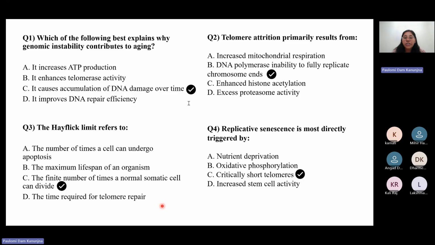Okay, telomere attrition primarily results. Why is there shortening of telomere? It's because the DNA polymerase is unable to fully replicate chromosome ends. So when we did DNA replication, you would remember the DNA polymerase moves ahead, adding the new bases based on complementarity. But the processivity of the DNA polymerase is reduced when it reaches the end. That's why the end portion of DNA is called telomere, and because of this end replication problem, you will see a consistent shortening of telomere over the cycles of DNA replication.